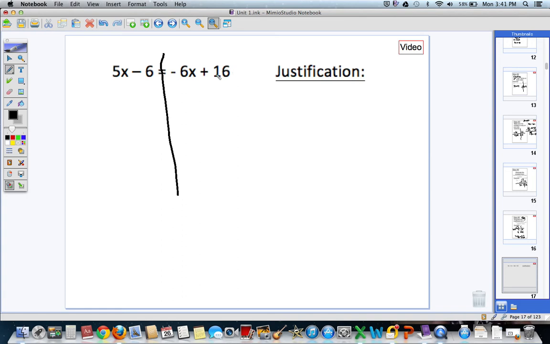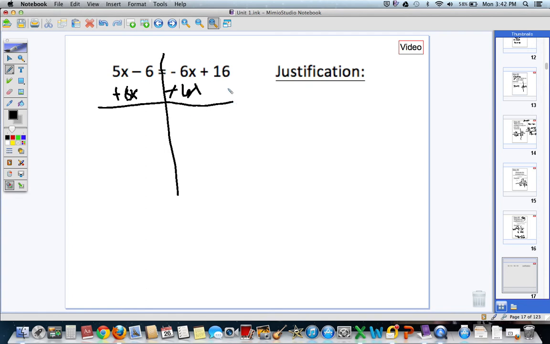So now we move on to step number 3. We want all the x's on one side and all of our constants on the other. So I'm going to move my x terms first. I want all the same terms on one side. So I can either move my 5x or I can move my negative 6x. Negative 6 is smaller than 5, so I'm going to move my negative 6. To move my negative 6x, I'm going to do the opposite of a negative, which is a positive. Plus 6x on this side.